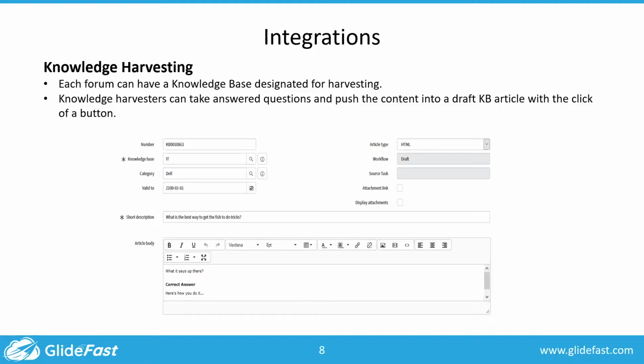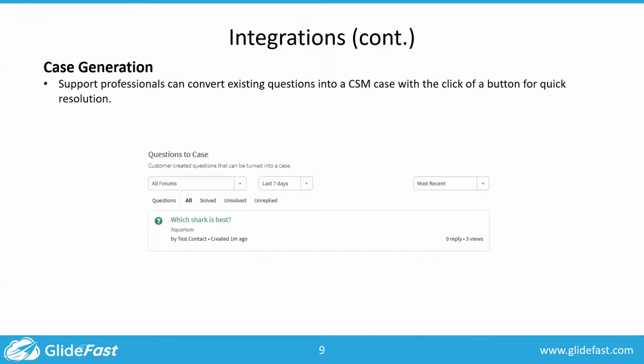And it also does link back to that forum topic. So once that knowledge article is published, any user who views that topic can actually click into the knowledge base directly from there. And then with case generation, any user that has a case management role has the ability to go and take questions that have been posted and convert them to a case in CSM. The caveat to that is that you do have to make sure that that question is posted by someone who is a designated contact in case management.